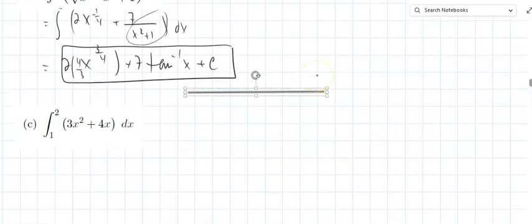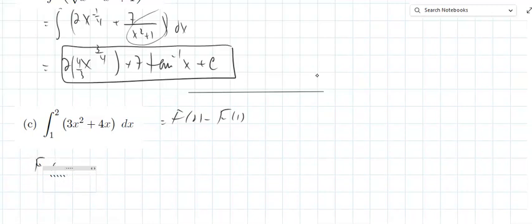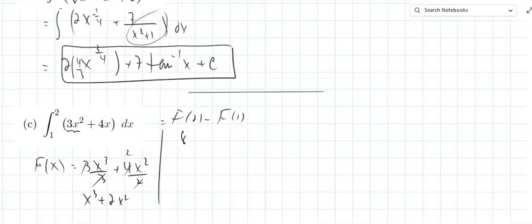In this problem, we know that this is f of 2 minus f of 1, where f of x is, oh boy, okay, forgive me. F of x is, add 1 to the power, divide by that. Add 1 to the power, divide by that. And here you don't put a plus c because it's a definite integral. So that's simply x cubed plus 2x squared. So f of 2 will be 8 plus 2 times 4, 8. Minus f of 1 will be 1 plus 2. We're looking at 16 minus 3.